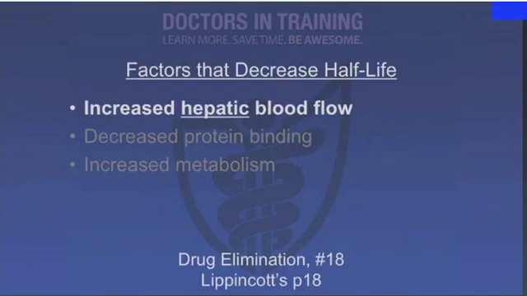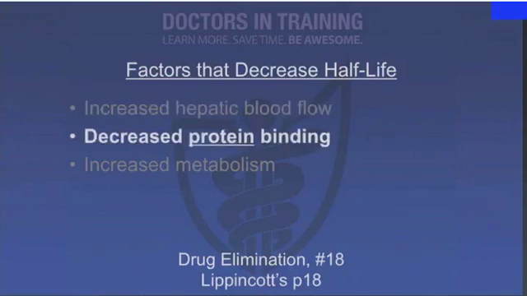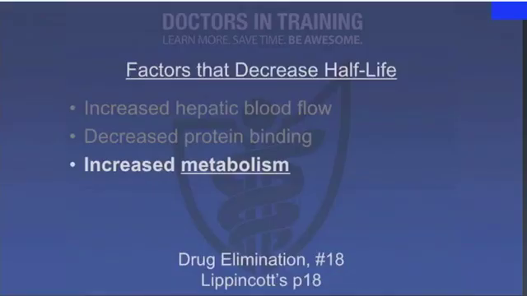Then there are some conditions that can cause a decreased half-life or faster clearance of the drug. These include increased hepatic blood flow or more metabolism, decreased protein binding. Remember, only the free drug is filtered in the glomeruli, so if the drug is bound to more protein for whatever reason, that's going to decrease the half-life. And then also increased metabolism. So if you have induction of the P450 system, you're going to have more metabolism of the drug, and that may decrease the half-life of the drug.